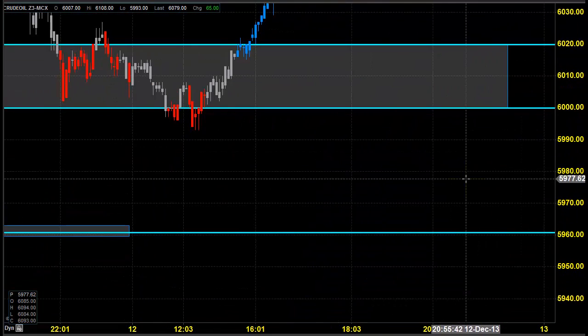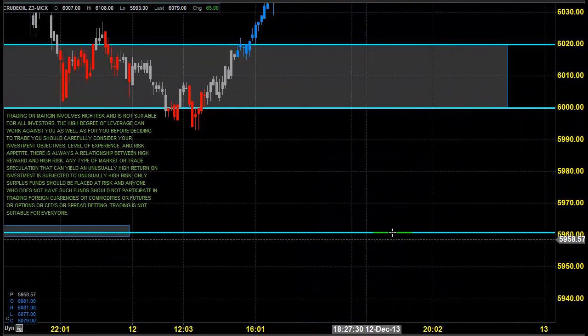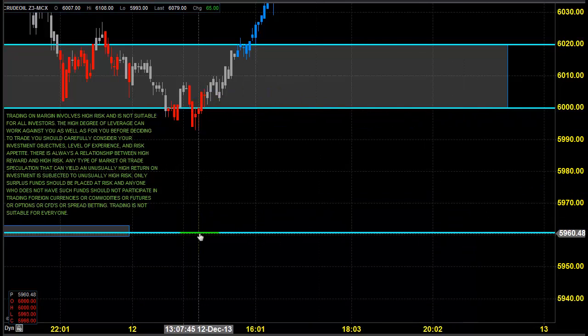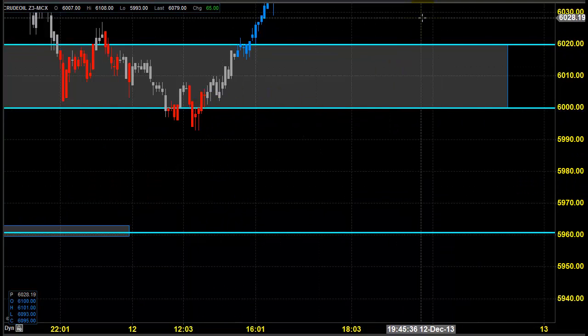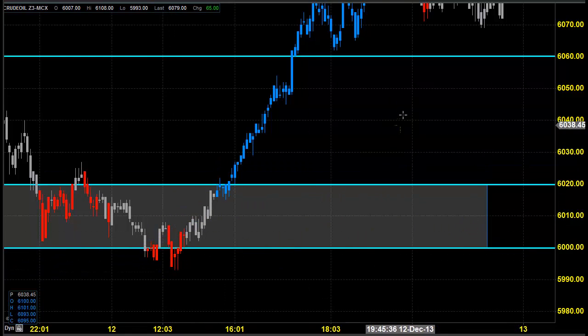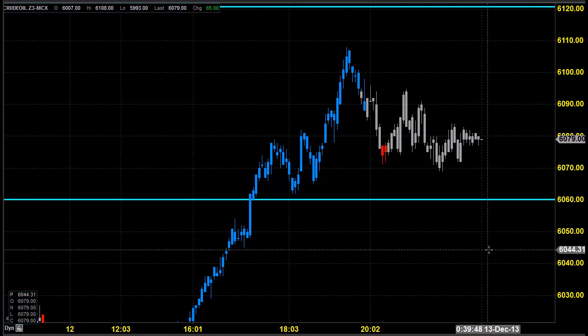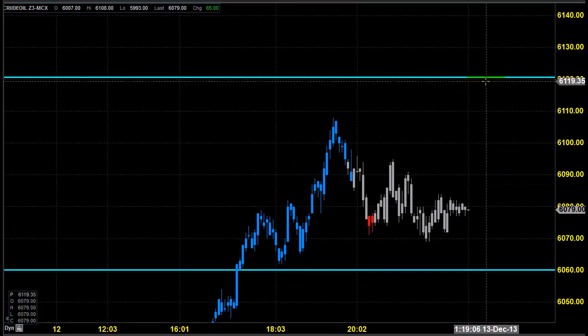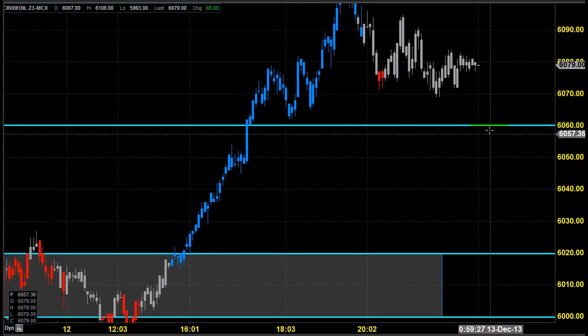Earlier you noticed that till 5960 we expected crude oil to stay in buying, but today we are expecting that till 6000, that is yesterday's low, you can expect crude oil to stay in uptrend. The expected target zones and the support zones we have marked for your easy reference.